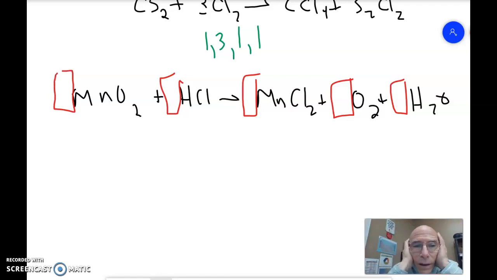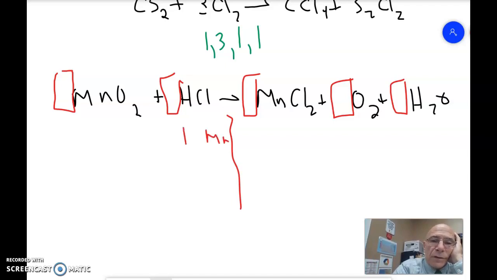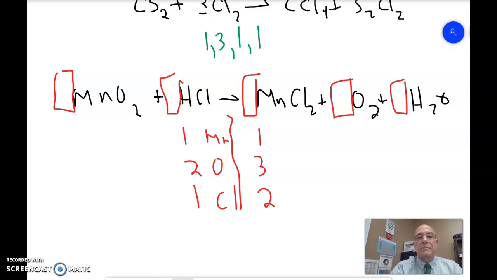Okay, so we got our inventory right down the middle. We got manganese, 1 on the left, 1 on the right. We got oxygen, 2 on the left and 3 on the right. We got chlorine, 1 on the left and 2 on the right. Okay, so it's kind of obvious here. Whoops. It's kind of obvious to me anyways that I wrote the skeleton equation wrong. So this oxygen has to be a chlorine.